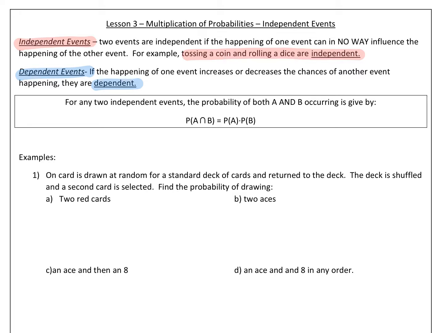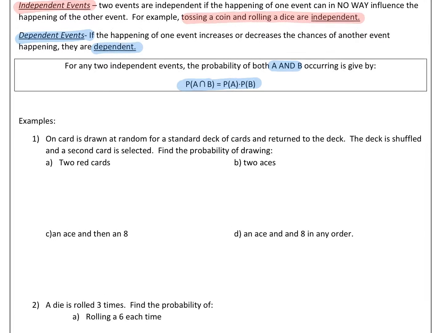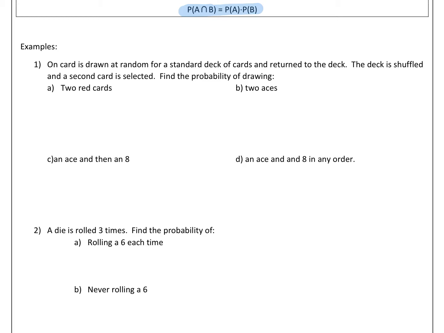For any two independent events, the probability of both A and B, so here we're doing an AND question, so it's the intersection of A and B, and we already know that the word AND means to multiply. So I'm going to multiply those two probabilities together. Let's go ahead and look at some examples of this.